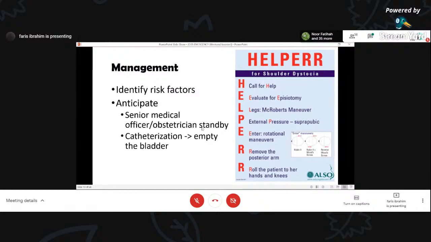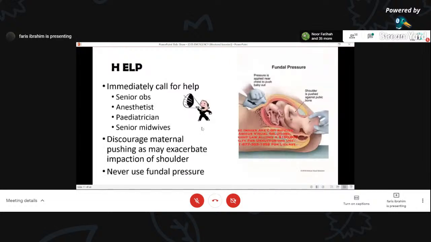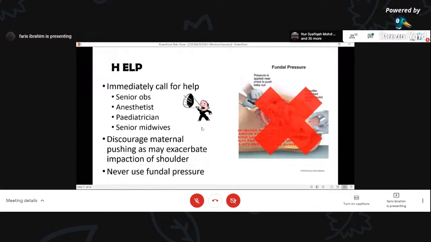Okay, now help. When I mention help, you need to get help from the nurses, at least two nurses helping you, and you need to inform the senior MO, obstetricians, and also the pediatrician. You cannot put on fundal pressure, and you cannot ask them to put on fundal pressure. You will just injure the baby, and you discourage maternal pushing. If you tell her to push against resistance, the baby is the one who will get injured, such as brachial plexus injury, etc.